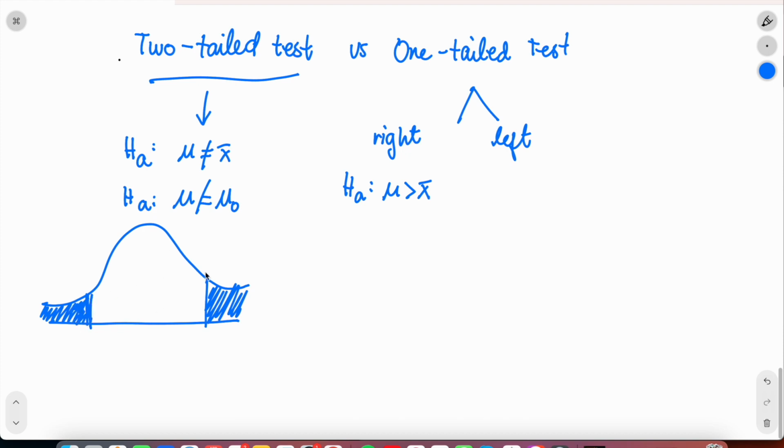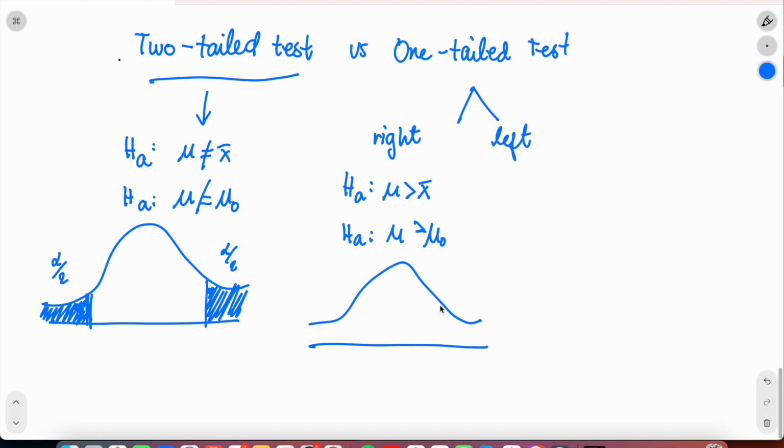You have two rejection regions if your test is two-tailed, or your alternative hypothesis looks like this, and your alpha here is divided by 2 as always. In the right-tailed test, it looks like this. Your rejection region would look like this one. Here is your rejection region.